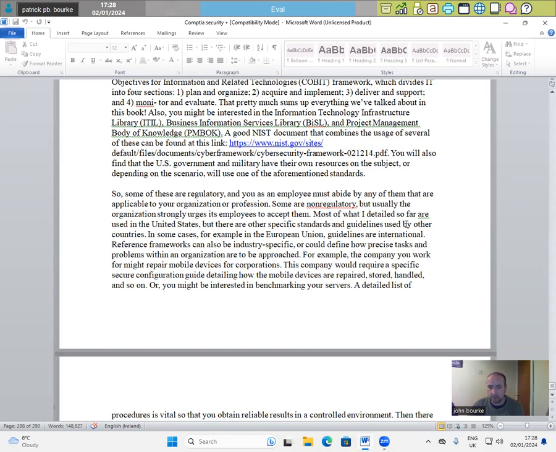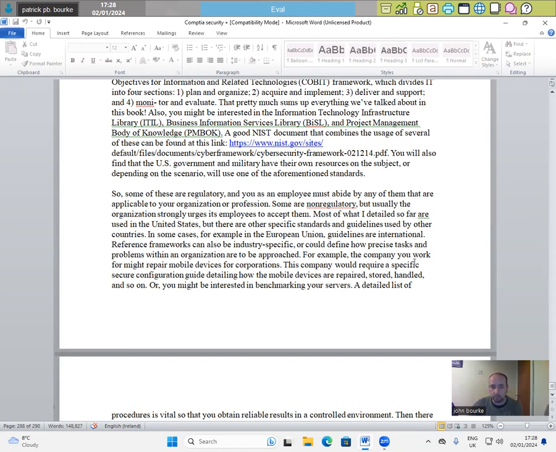Most of what I detailed so far are used in the United States, but there are other specific standards and guidelines used by other countries. In some cases, for example, in the European Union, guidelines or international reference frameworks can also be industry specific or could define how precise tasks and problems within an organization are to be approached.